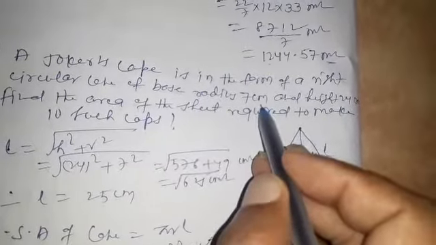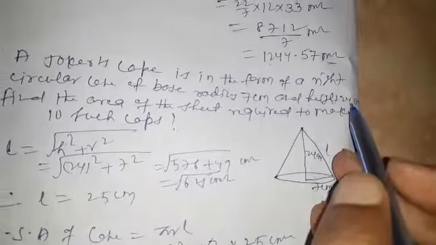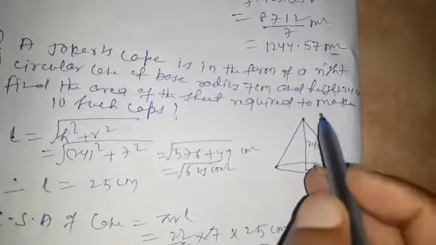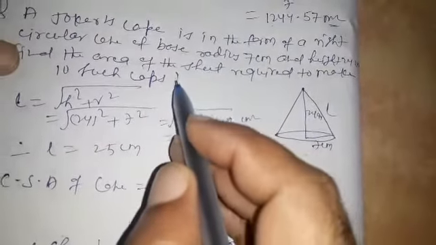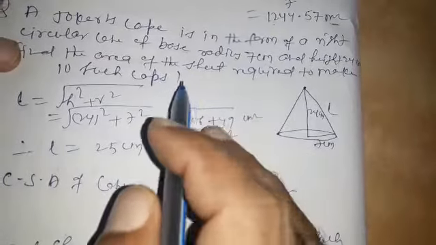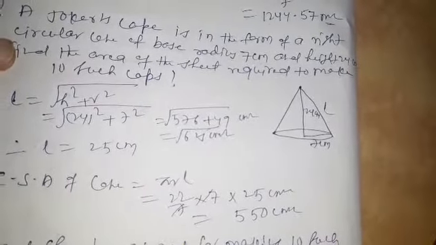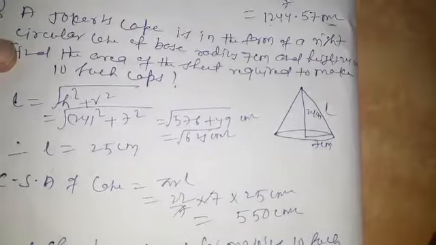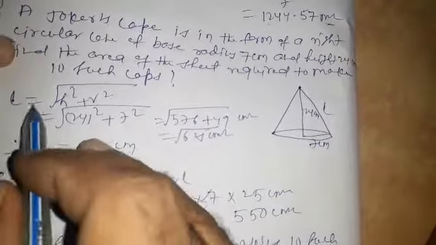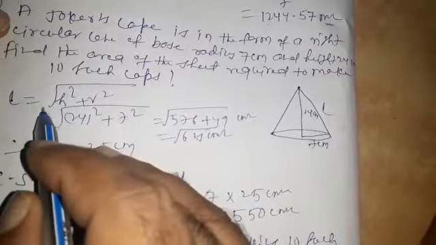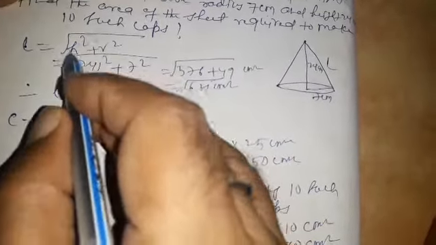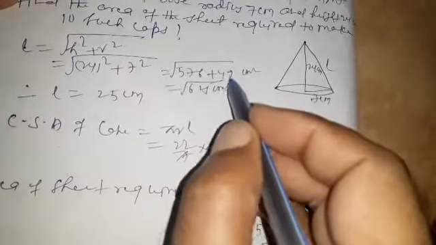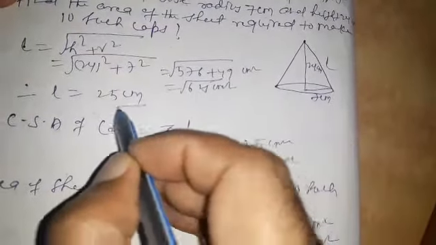Just like that we have another question. A joker's cap is in the form of a right circular cone of base radius 7 cm and height 24 cm. Find the area of sheet required to make 10 such caps. It means, because joker caps have only curved surface area, first of all we will find the slant height. L is equal to the square root of h square plus r square. So 24 square plus 7 square, which is 576 plus 49, 625, and the square root is 25 centimeter.